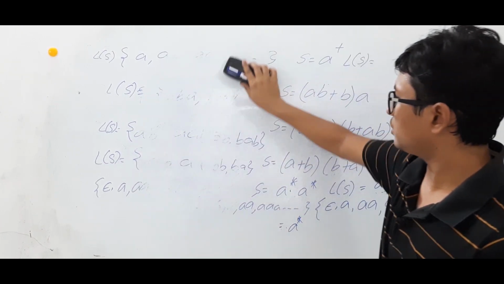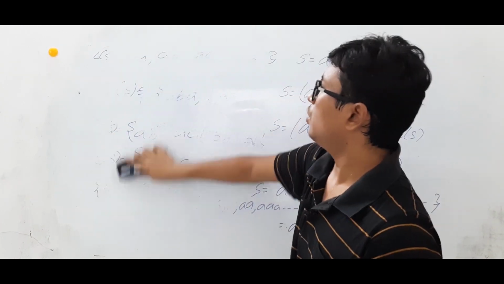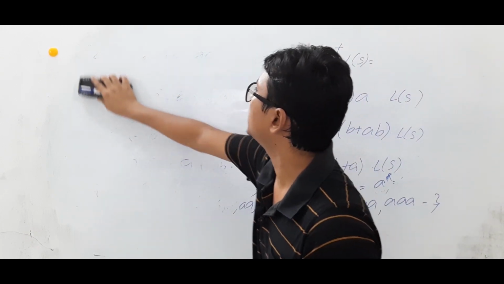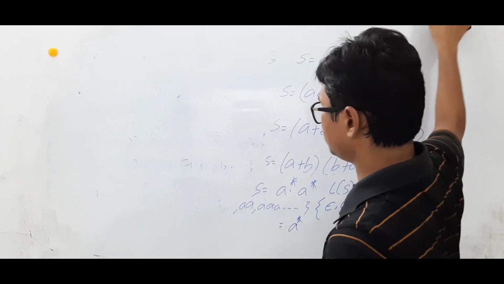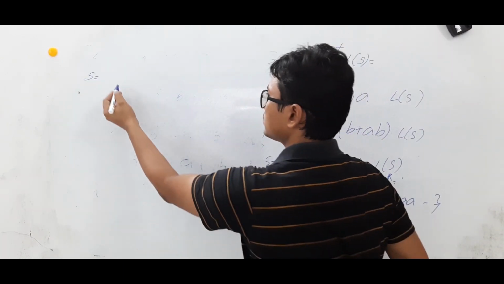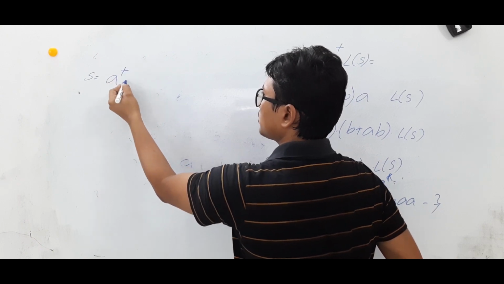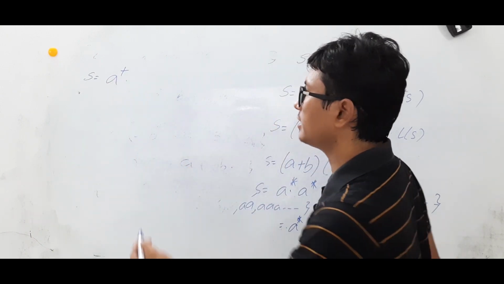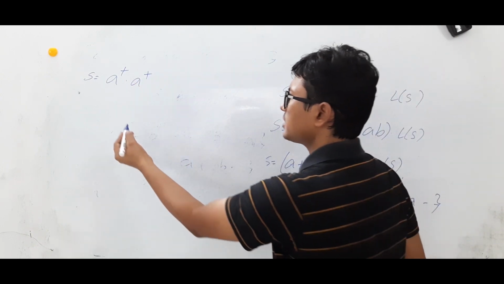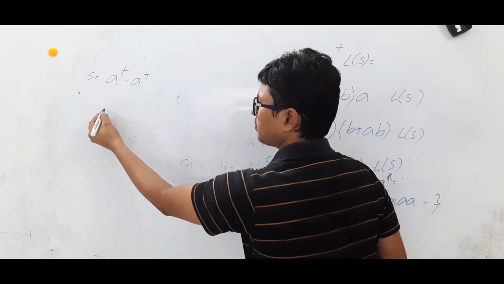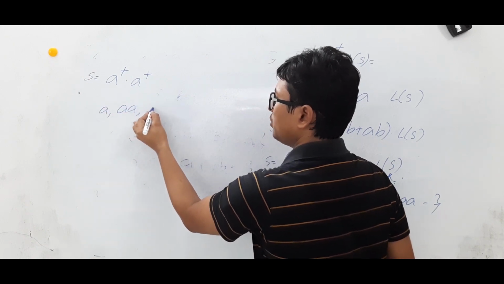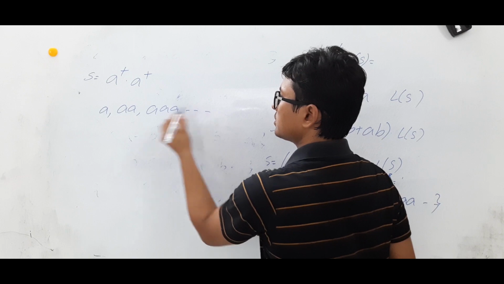doubt: Sir, you have written for star closure, what about the plus? If I take the same expression, how will it be? We'll discuss now. If I have expression S consisting of A plus concatenated with A plus, what will happen? You just expand the A plus, it will be A, you will have all these things.